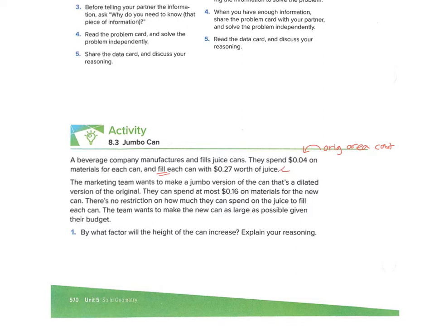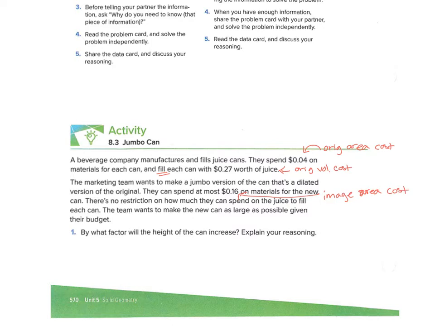So if you think about it, the juice would be my original volume inside my can. So that's my original volume cost in this problem. So the marketing team wants to make a jumbo version. They want to make a bigger version. They're going to dilate this and make this larger. They can spend at most 16 cents on materials. So remember, the materials make the outside of the can. So this is my image surface area, my image area cost.